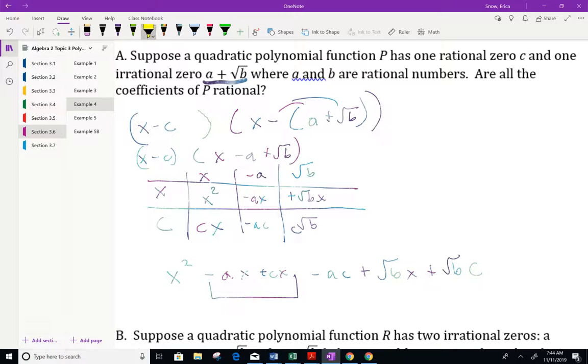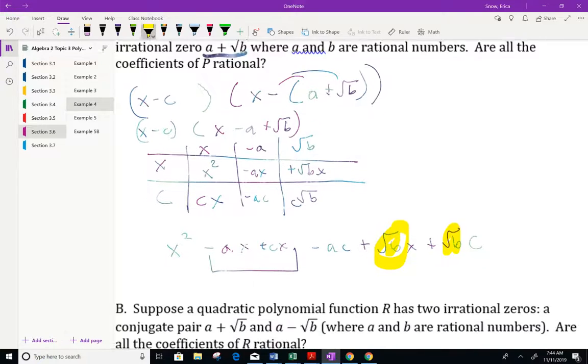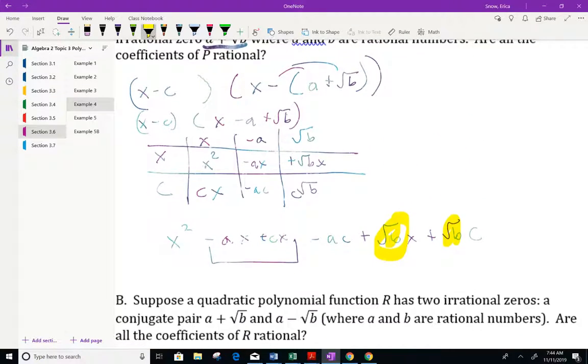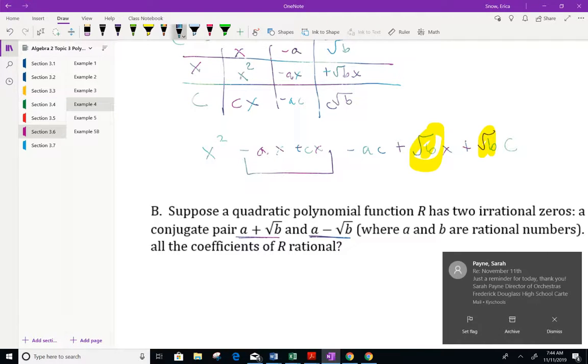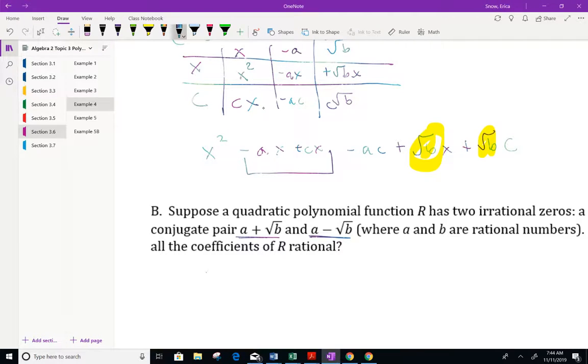And so what happens is we have these irrational numbers here that create all kinds of havoc. And so what happens then if we have the conjugates, the conjugate pair where those are both irrational zeros? So we're going to have x minus a plus square root b and x minus a minus square root b.